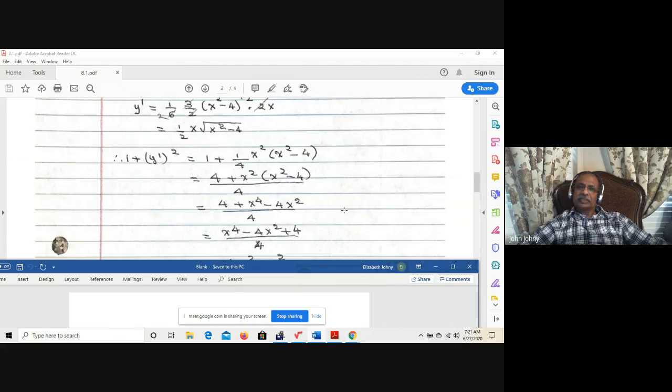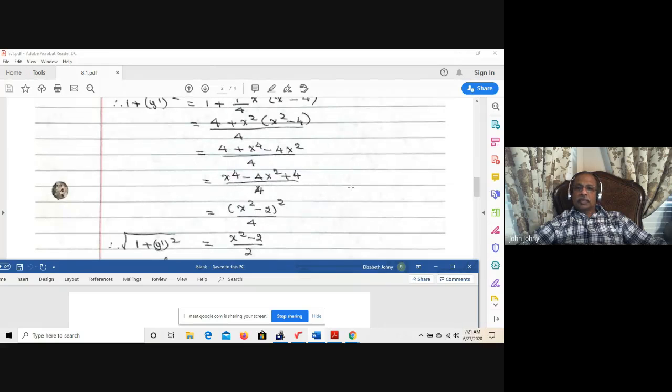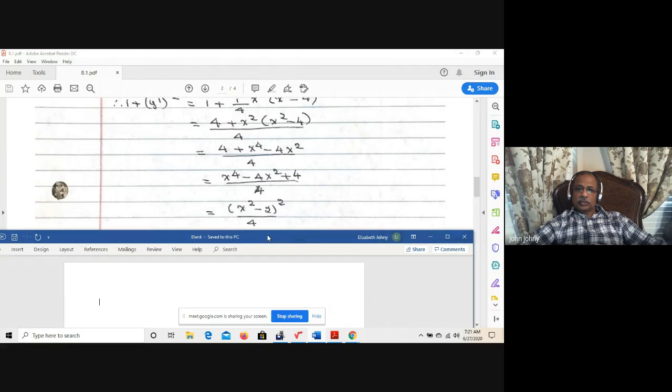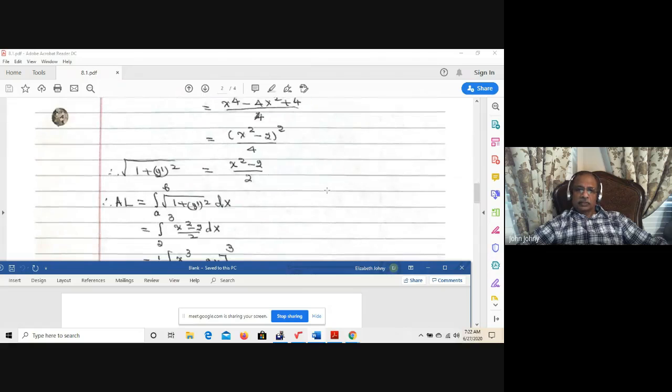I have written it in the descending order of exponents. It's not absolutely necessary. So this is factorable. That is x square minus 2 the whole square divided by 4. Therefore, the square root of 1 plus y prime the whole square is equal to x square minus 2 divided by 2. Now it's a matter of integrating that.